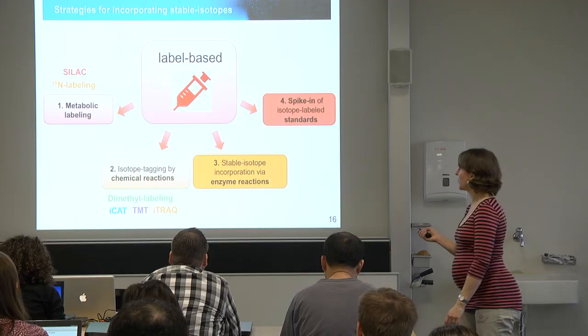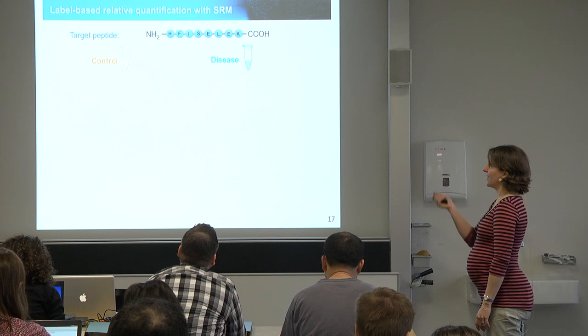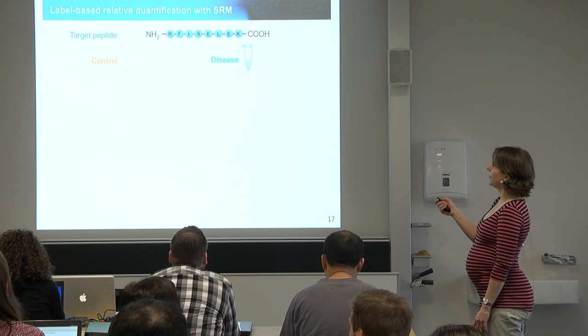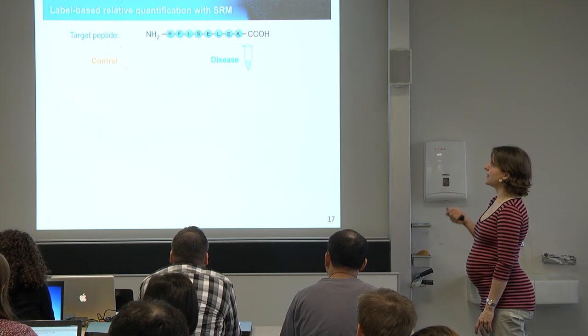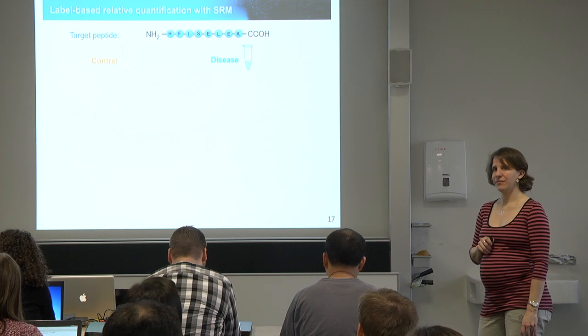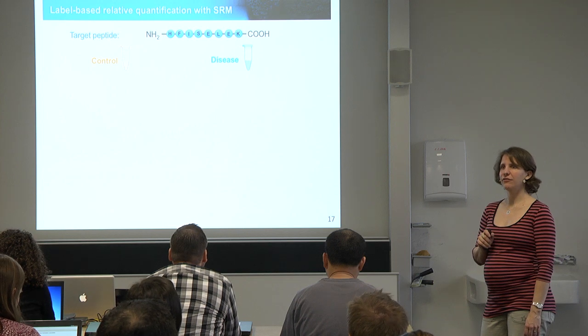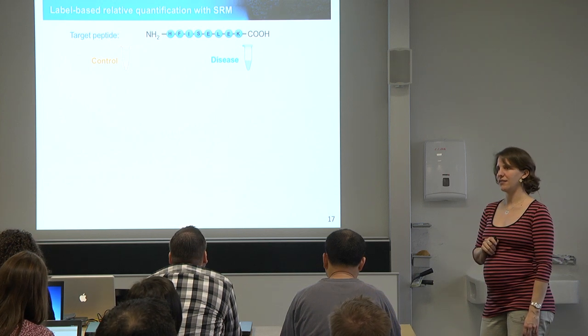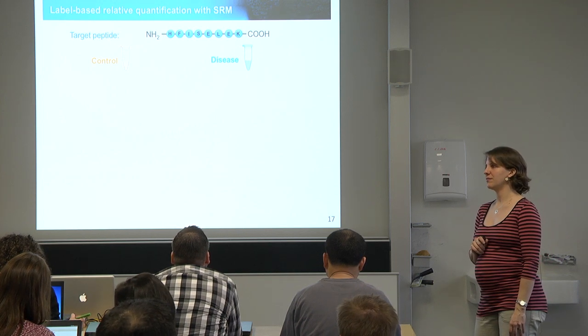Good. So, again, let's play the same game. This is our target peptide, control and disease. Now we want to do label-based relative quantification. What do we need to do differently compared to the label-free case that we played before?